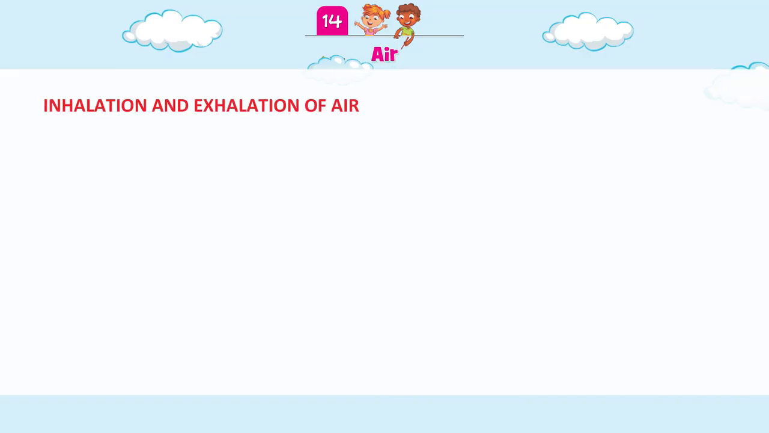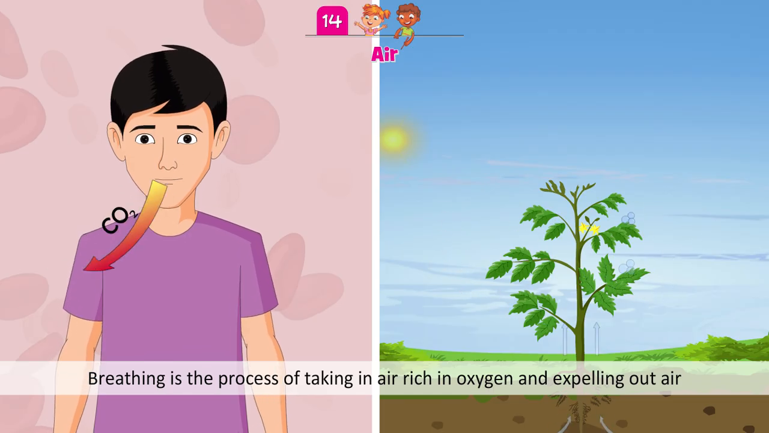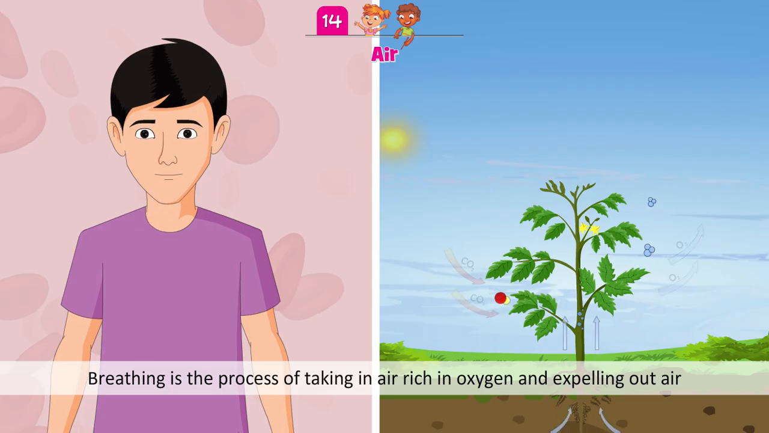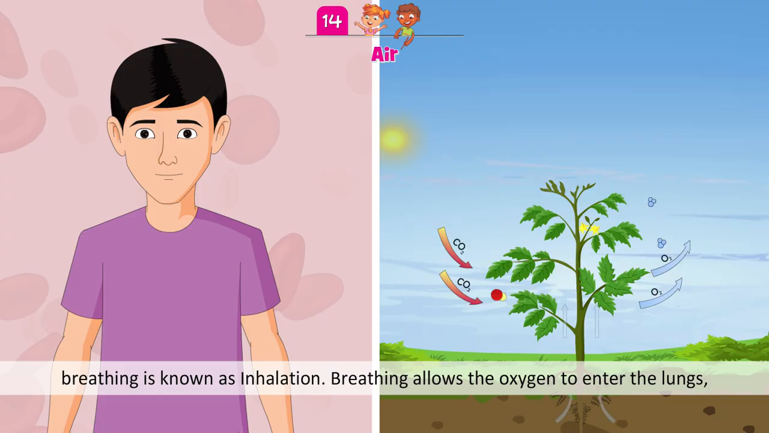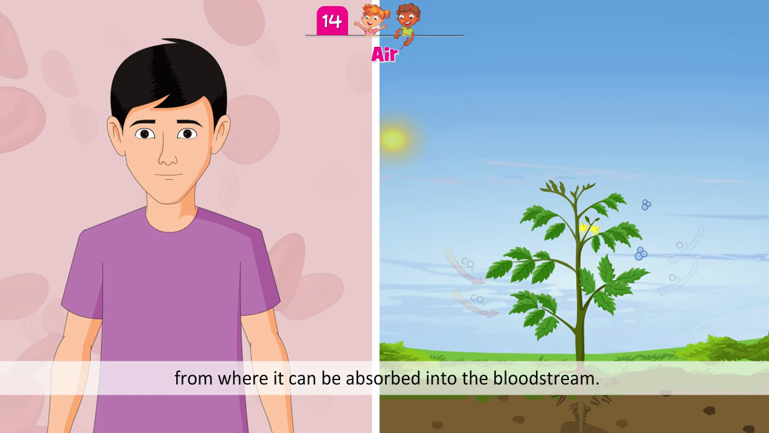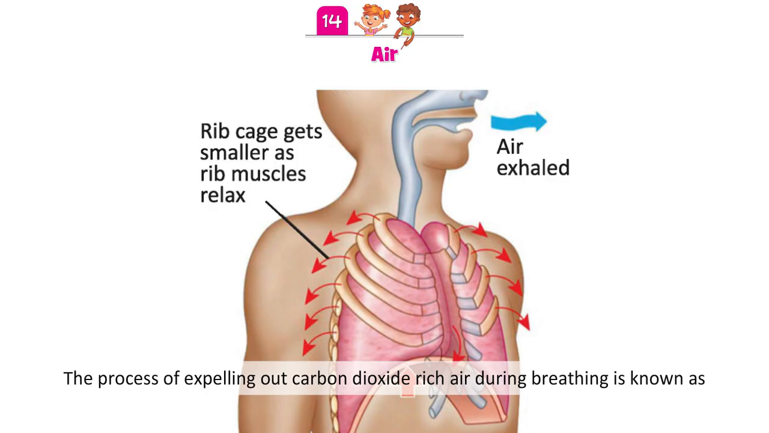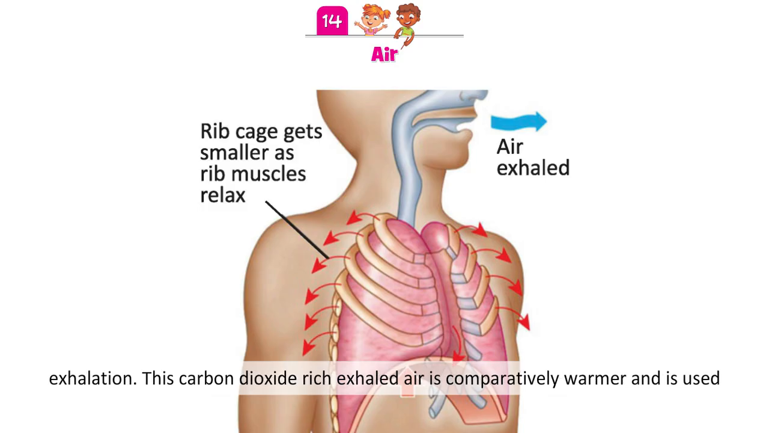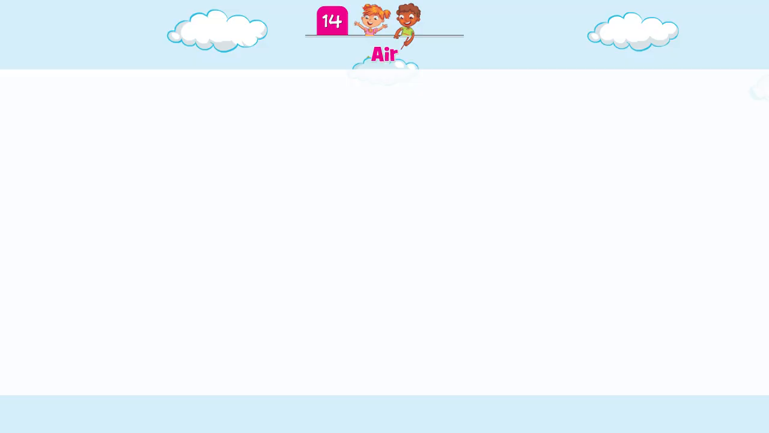Inhalation and exhalation of air. Inhalation of air. Breathing is the process of taking in air rich in oxygen and expelling out air rich in carbon dioxide. The process of taking in oxygen-rich air during breathing is known as inhalation. Breathing allows the oxygen to enter the lungs from where it can be absorbed into the bloodstream. Exhalation of air. The process of expelling out carbon dioxide-rich air during breathing is known as exhalation. This carbon dioxide-rich exhaled air is comparatively warmer and is used by the plants for their photosynthesis.